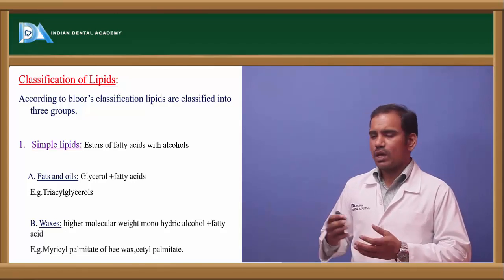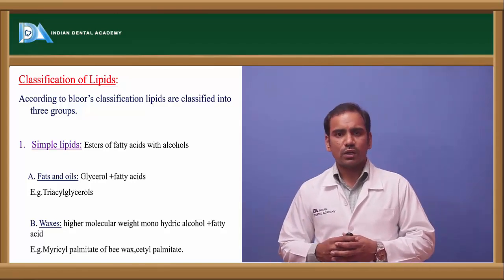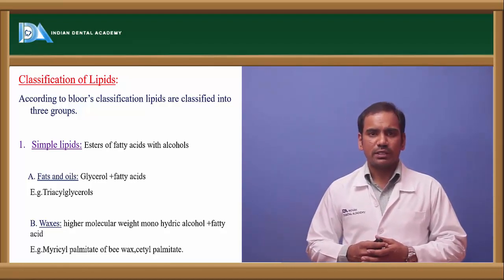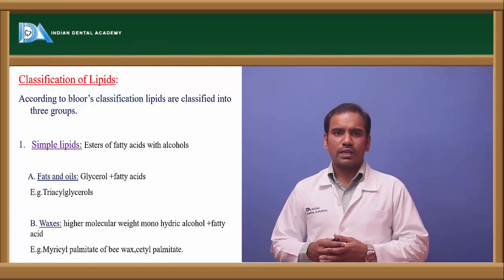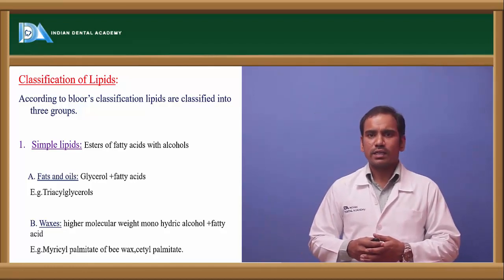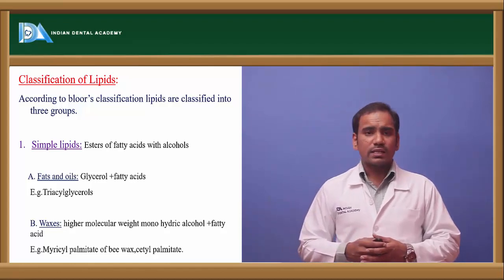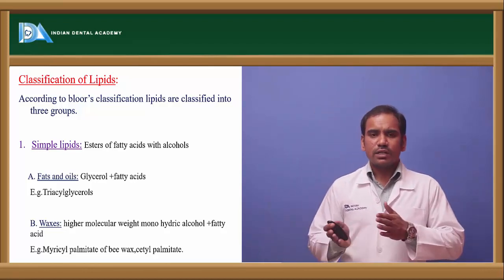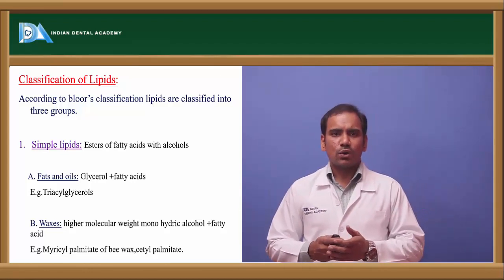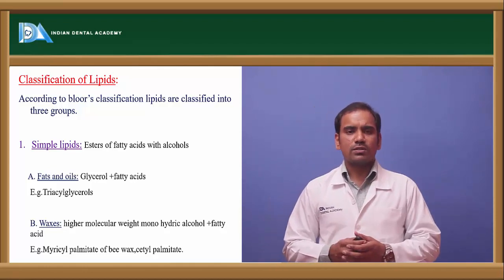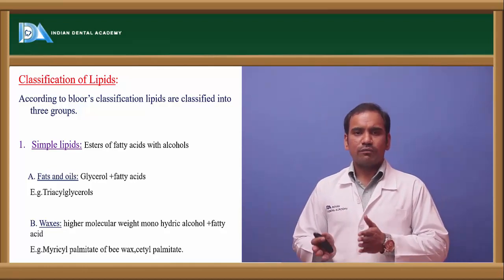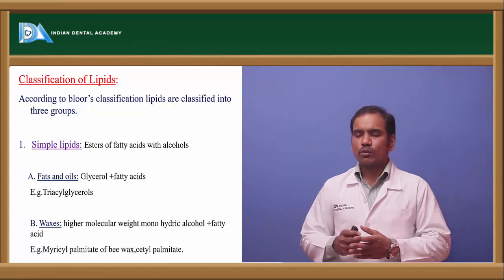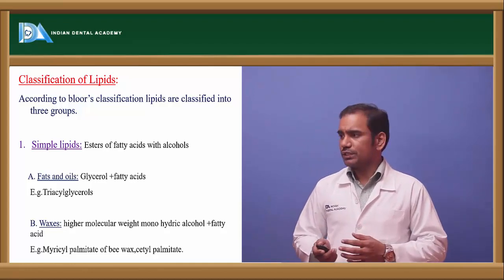So in case of waxes, we have a high molecular weight monohydric alcohol, and the example is cetyl alcohol in the form of cetyl palmitate, and myricyl alcohol in the form of myricyl palmitate in case of beeswax. And for fats and oils, the example is triacylglycerol. The difference between fats and oils is, fats are solids at room temperature and oils are liquids at room temperature. So there is a physical difference between fats and oils. Both are a type of simple lipids. So this is about simple lipids and their composition.